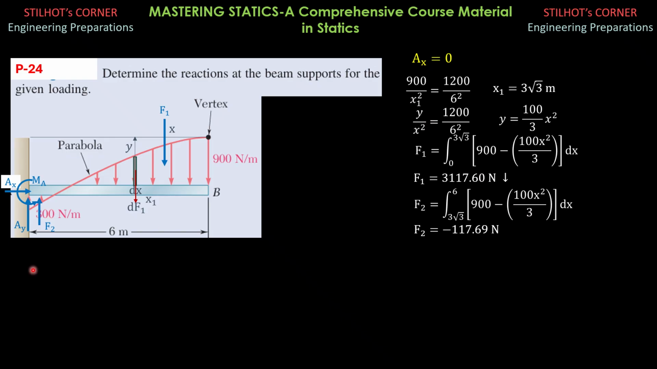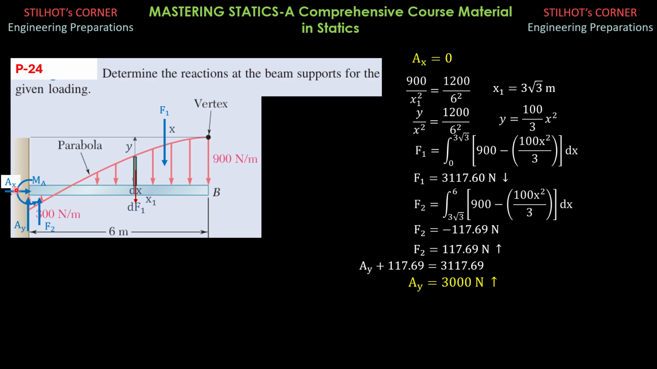117.69. Summing up vertical forces, we can now compute AY. So AY plus F2, this is because that is upward. So AY plus 117.69 equals F1. So AY is equal to 3,000 newtons upward.